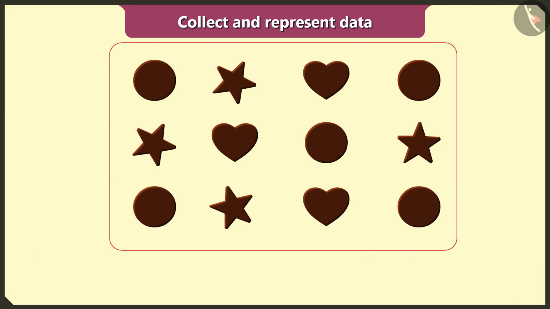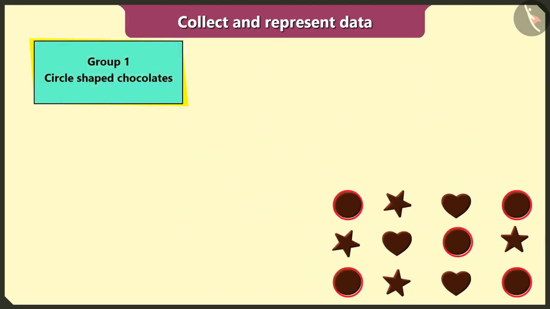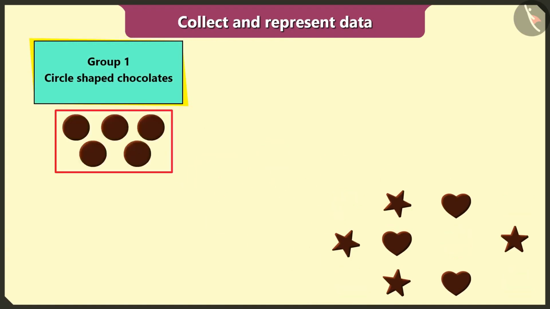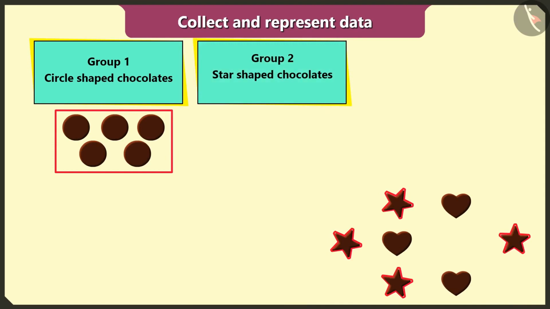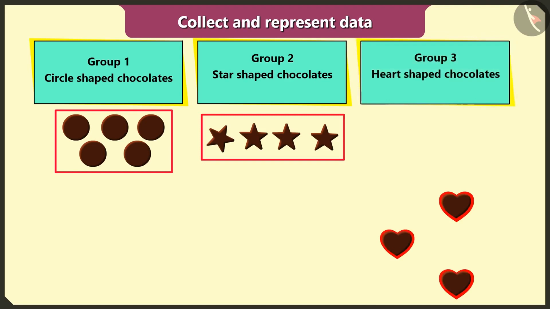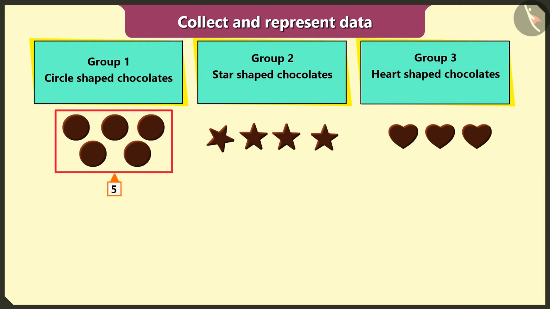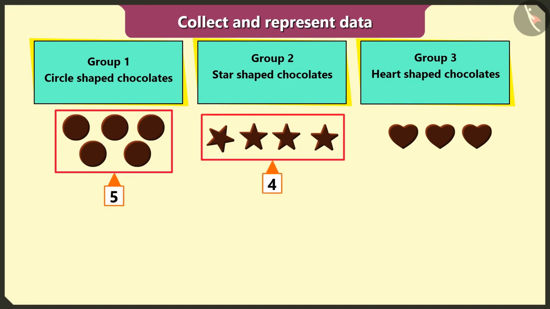So first of all, I will group chocolates based on their shapes. First of all, group of circle-shaped chocolates. Second group is star-shaped chocolates. And the third group is of heart-shaped chocolates. Now I will count the chocolates in each group. In the first group, 5 circle-shaped chocolates. In the second group, 4 star-shaped chocolates. And in the third group, there are 3 heart-shaped chocolates.